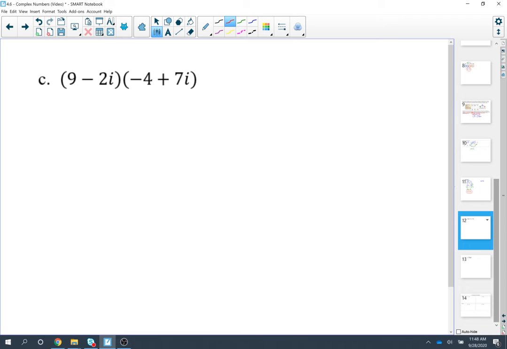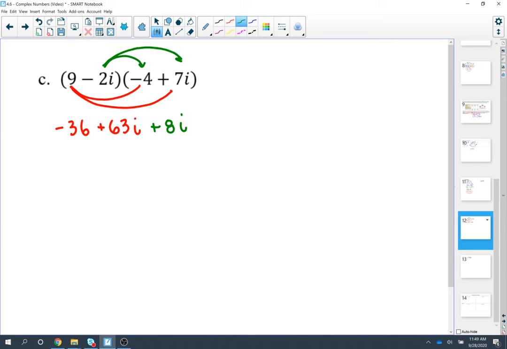Letter C, the quantity 9 minus 2i times the quantity -4 plus 7i. In order to do this, we can either make a box or we can FOIL. I'm going to choose to FOIL, which is our distribute. 9 times -4, -36. 9 times 7i, 63i. Then I'm going to distribute my -2i to my -4, which is positive 8i. And then -2i times 7i, which is -14i squared.